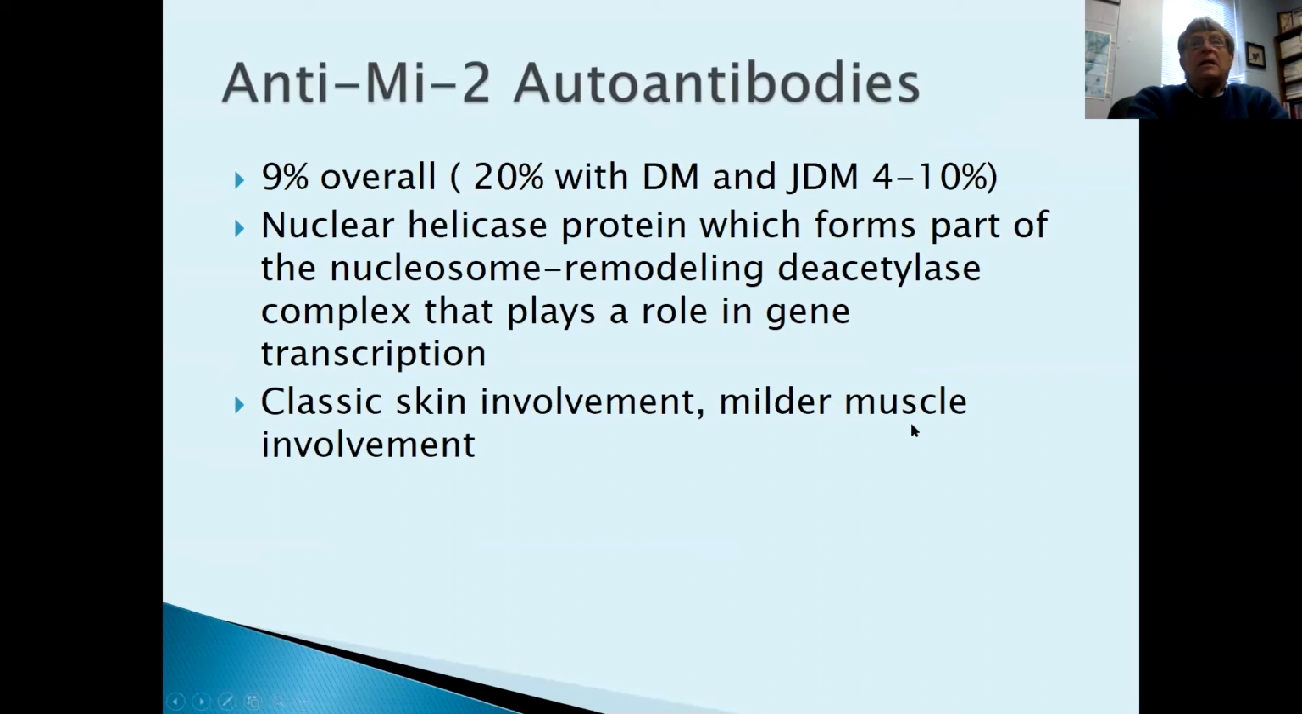And lastly, anti-Mi-2 antibodies occur in about 20% of patients with dermatomyositis. It is an antibody that is associated with classical skin involvement and milder muscle involvement.